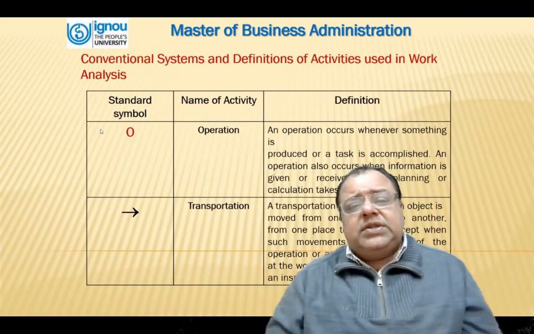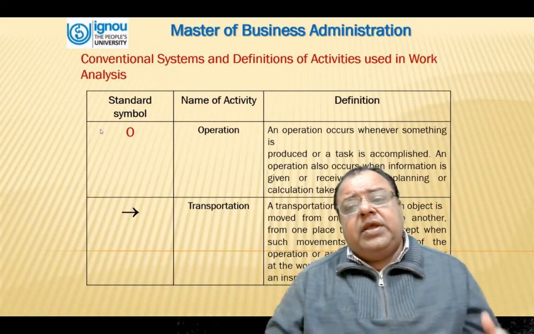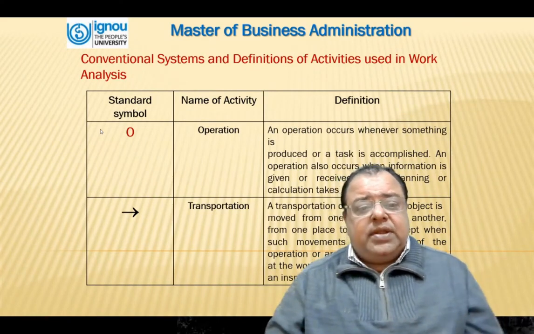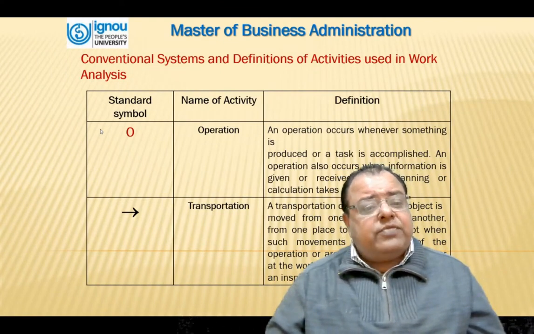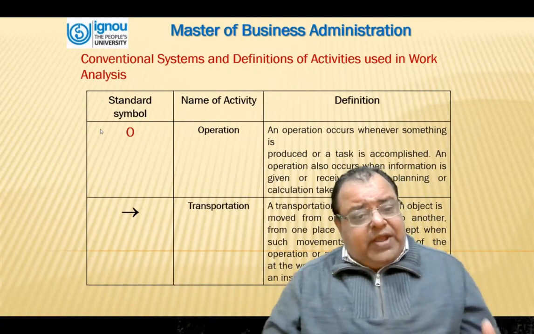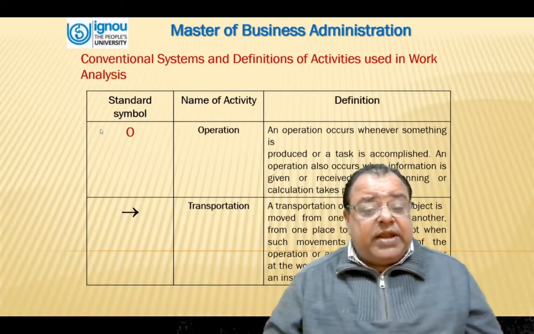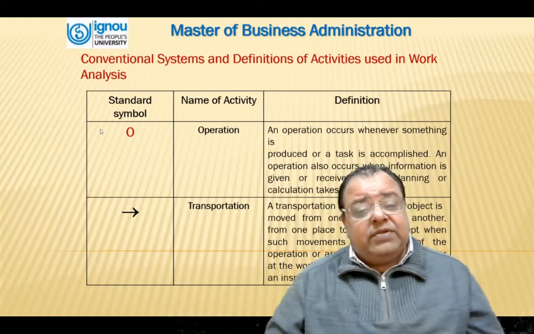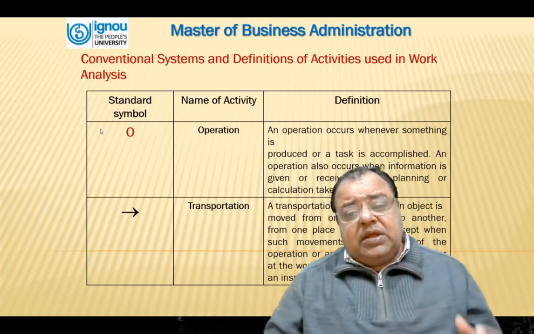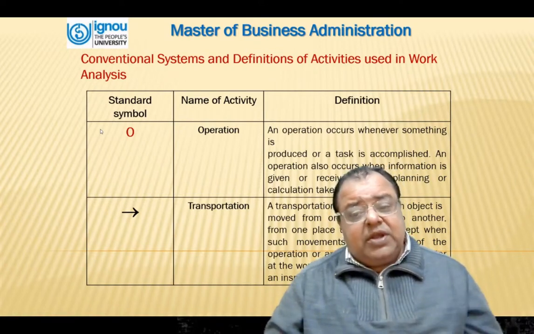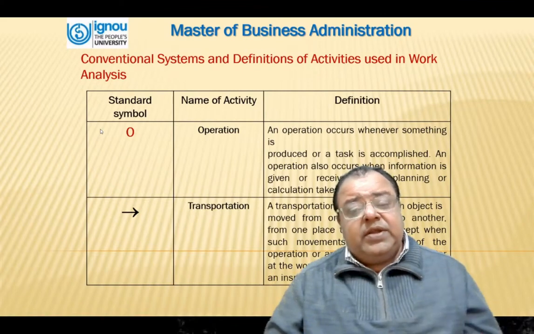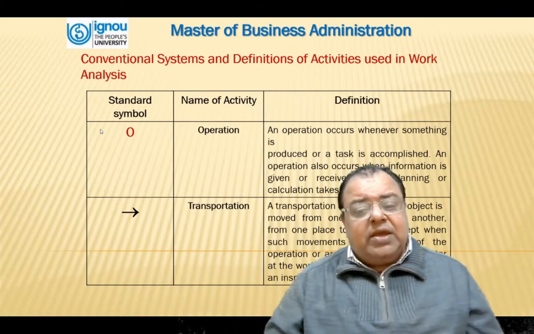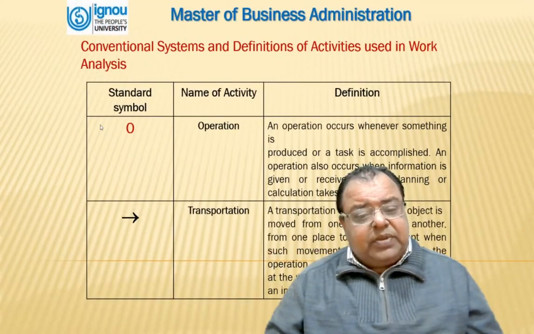Now, what are the convention systems and definition of activities used in work analysis? There is a symbol, in the form of a zero, or we can say O, and the name of the activity is operation. Now, how is it defined? An operation occurs whenever something is produced or a task is accomplished. An operation can also occur when information is given or received, or when planning or calculation takes place.